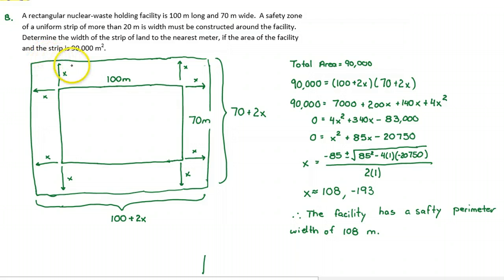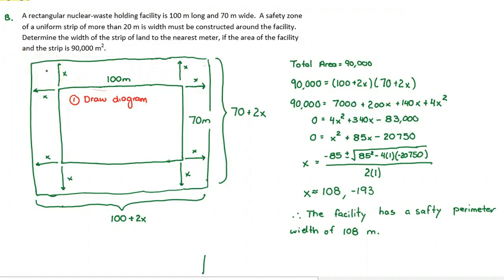So with this problem, the first step is to draw this inner rectangle which represents the facility. So we're going to draw a diagram. So then what we do is we draw this outer rectangle, and we know that it's a uniform width. So therefore, the distance from any edge of the inner rectangle to the edge of the outer rectangle is x. So if the width here is 70, the width out here is 70 plus 2x. The length here is 100 plus 2x.